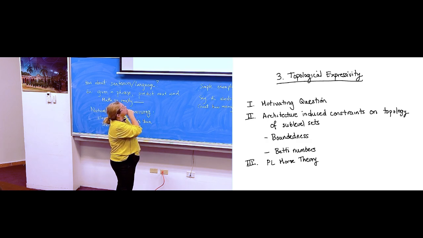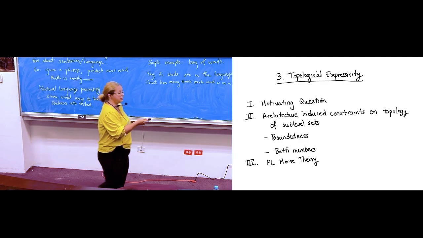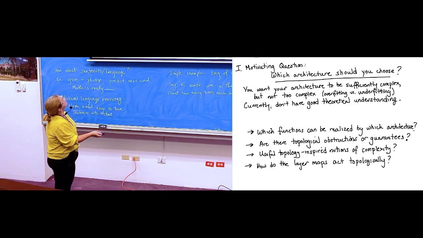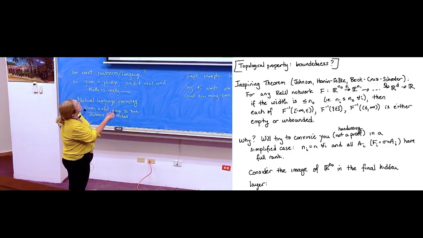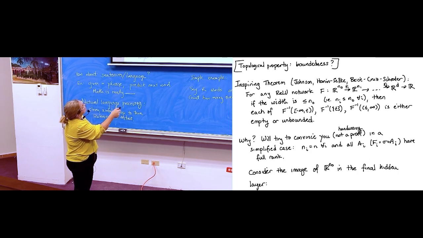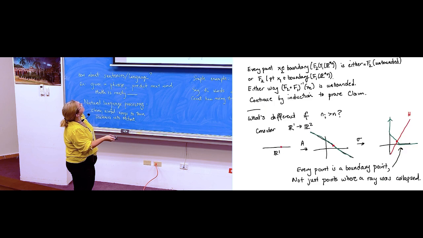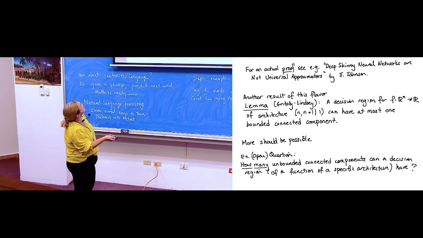We talked about boundedness yesterday. We saw one theorem, and let me just briefly go through it. We saw an example of a theorem where there is a constraint on the architecture, and you can turn that into a constraint on the topology of the sublevel sets. And that's kind of where we ended yesterday.